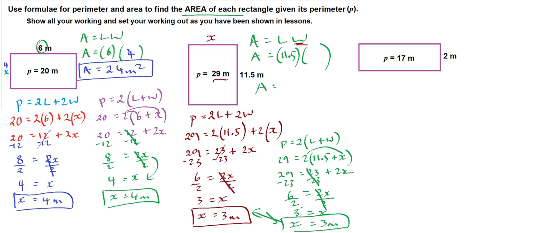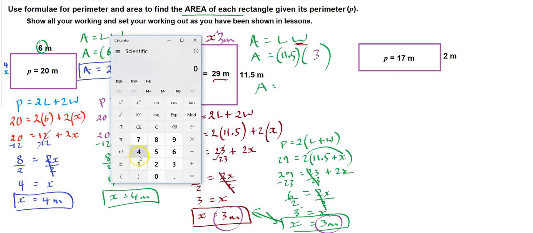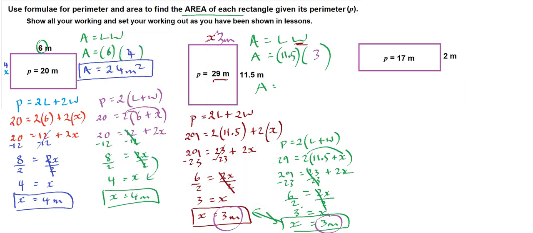And we now know what the x is. The x, according to our calculations, is 3 meters, so I can substitute it in, and 11.5 times 3 equals 34.5 meters, its area, and so that's the final answer.